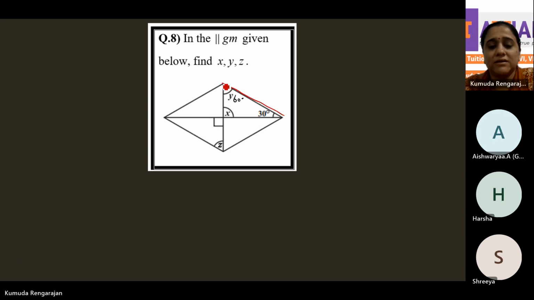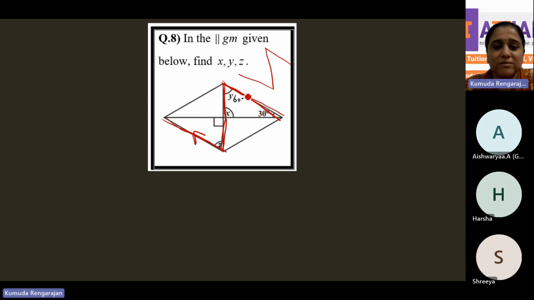Parallel line, transversal, parallel line. You can see that Z here. Parallel line, transversal, and parallel line like this. You just trace it. You can see that Z kind of thing. See this one. This is one line. This is the transversal, and this is the other line.